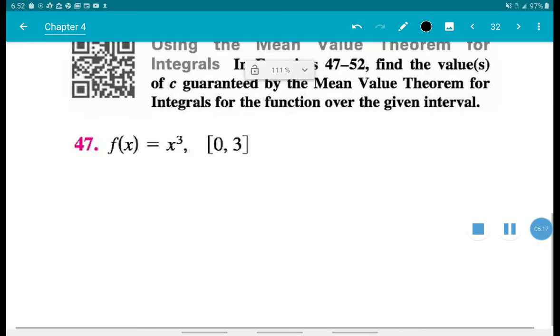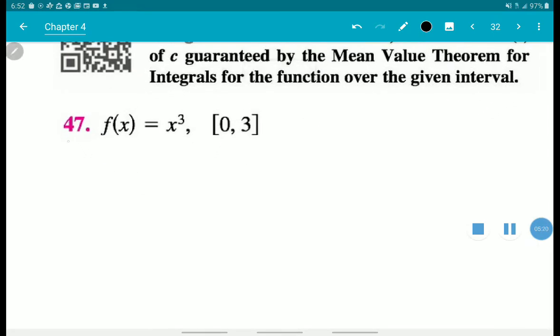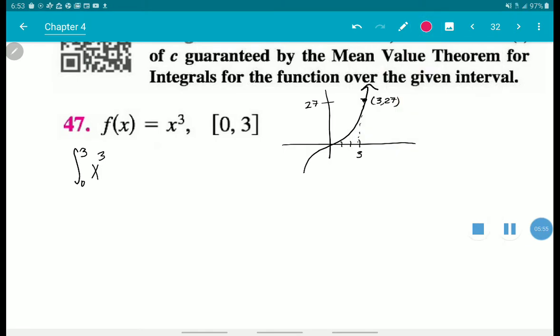So let's look at an example. So we have number 47. We have f of x is equal to x cubed, and we're going from 0 to 3. So if we were to integrate this, remember what our cube function looks like. It looks like this. Here's the value 3. If we were to sub a 3 into this function, we would get 3 cubed, which is 27. So this point is at (3, 27). We're finding the area in here.